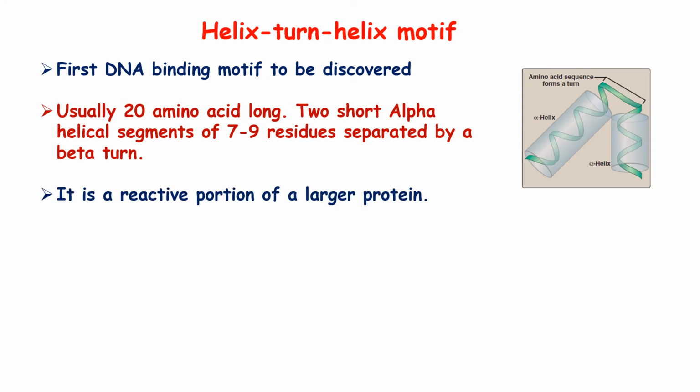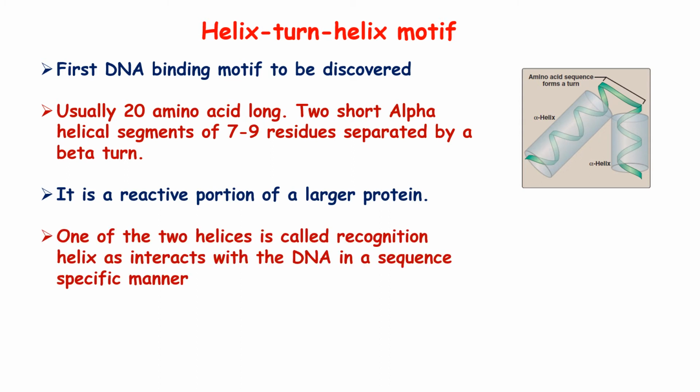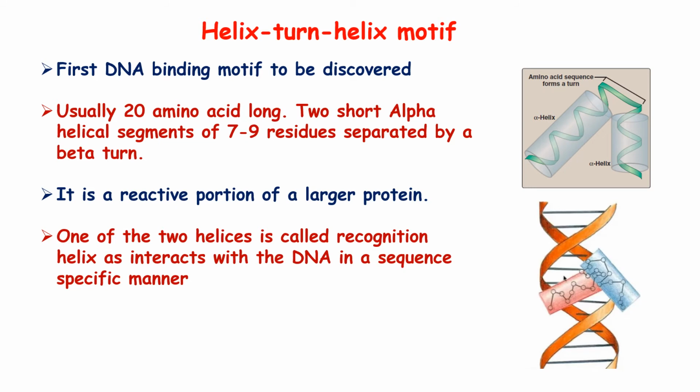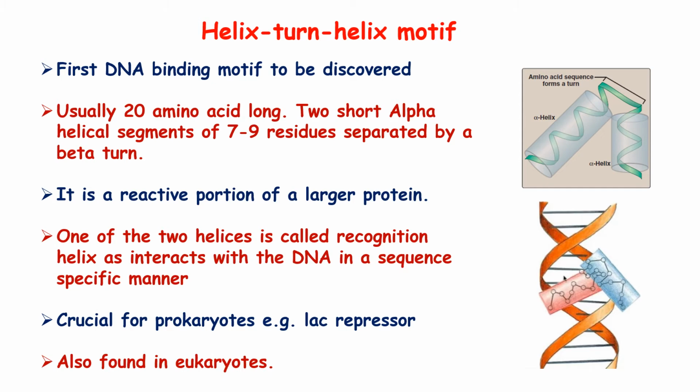We know that a motif is a smaller part, so this portion, the helix-turn-helix motif, is the reactive portion of a larger protein. Of the two helices, only one plays a role in interacting and binding to the DNA. So it has sequence specific interaction with the DNA sequence to which it binds. You can see in this diagram. It is a very common motif in the case of prokaryotes. Lac repressor is one example. It is also found in eukaryotes though.